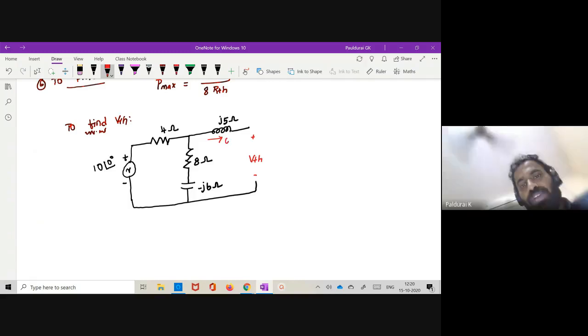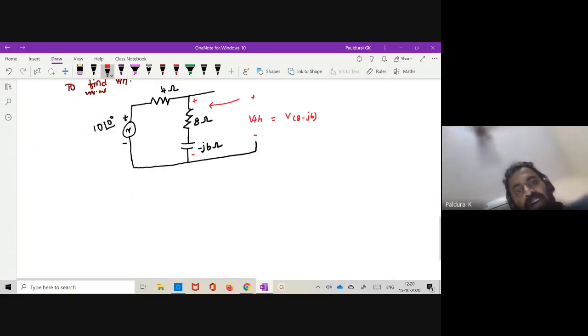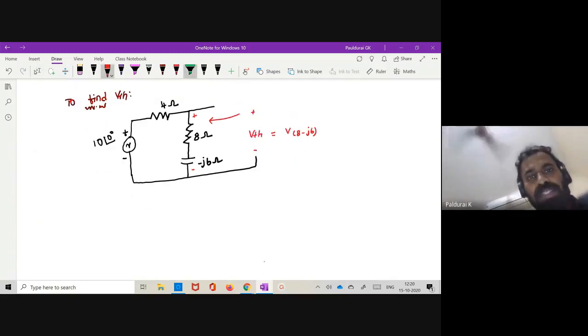Zero, sir. Zero ampere. So will you consider J5? No. Okay. So now what is my VTH? This is my plus and this is my minus. The voltage across VTH equals the voltage across this combination, 8 minus J6. Now how will you find this? Any idea? How will you find the voltage across this combination?